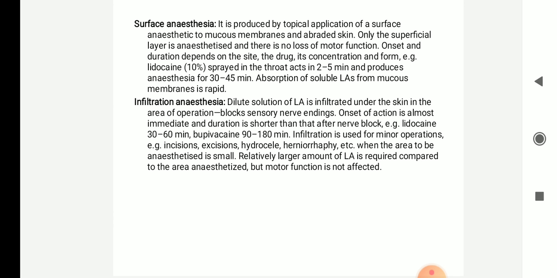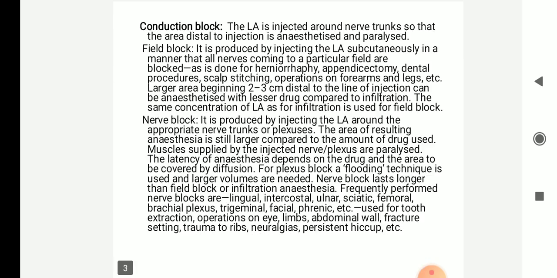Infiltration is used for minor operations like incisions, where you are keeping something inside, or excisions, removing something from your body, hydrocele, herniorrhaphy, etc., when the area to be anesthetized is very small. A relatively larger amount of local anesthetic is required for this purpose when compared to the area anesthetized, but motor function is not affected. So next is the conduction block.